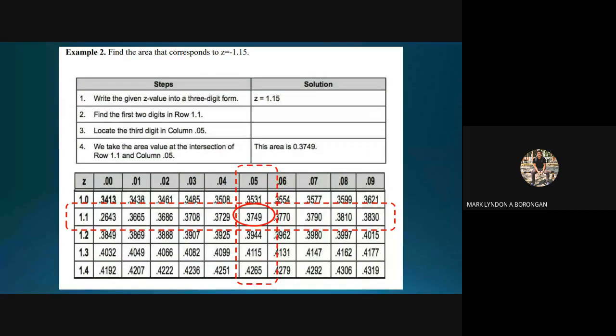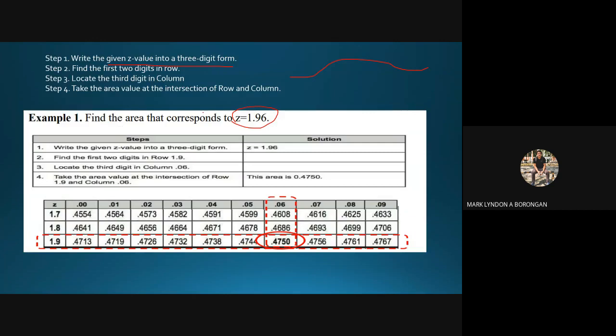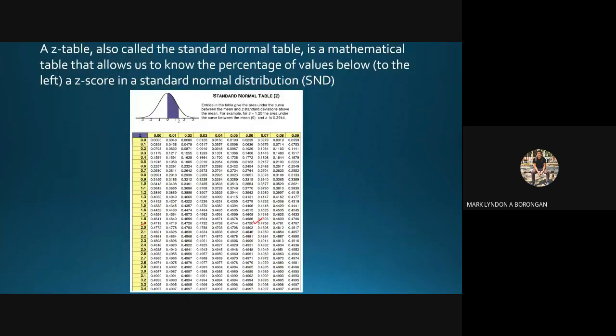So now we have the z-score of negative 1.15, negative or positive. In the next step, only the positive value is considered. So we write the given z value into a 3-digit form, which is z equal to 1.15. Now we find the 1.1 row, then 1.15. So what is the value of 1.15?